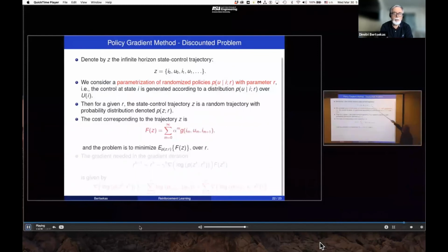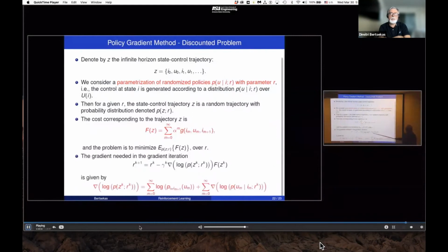Now, the cost corresponding to a trajectory is given by the standard discounted cost, and this is just a sample. And the problem is to minimize the expected value of this cost over R. So that's the general form of the dynamic programming problem. And we use the sample gradient iteration from the previous slide. For a given R, this can be easily generated: generate the sample trajectory, generate the corresponding cost. This is easy. But how do you calculate the gradient of this logarithm?